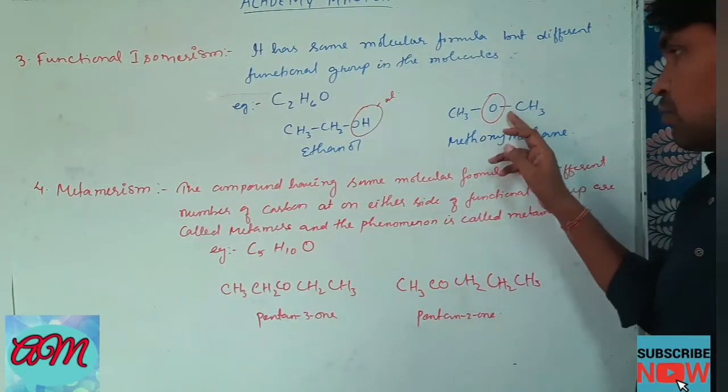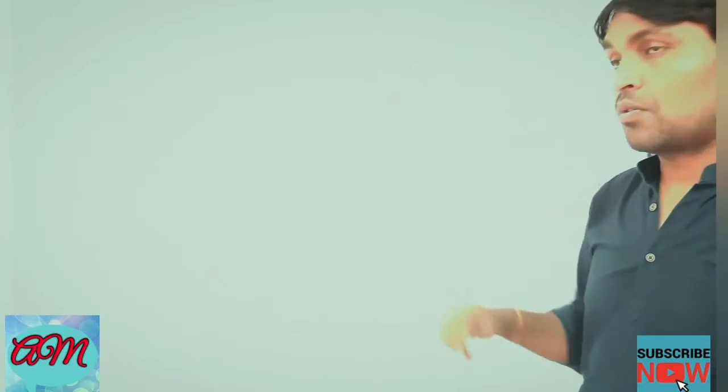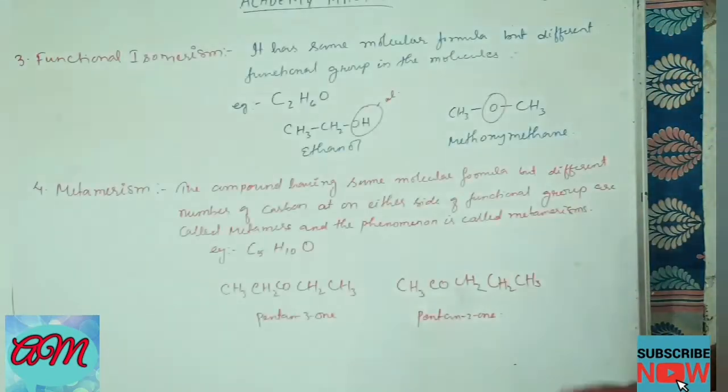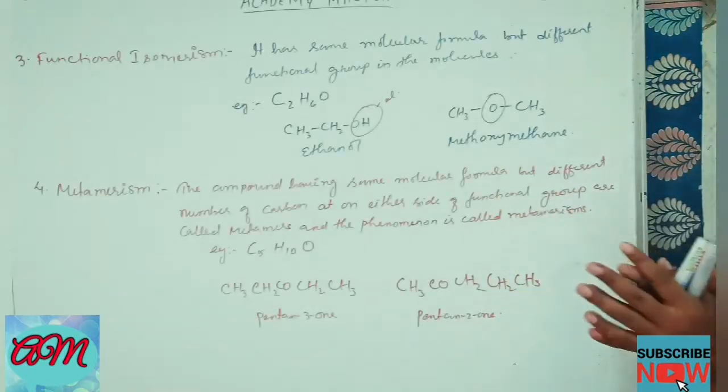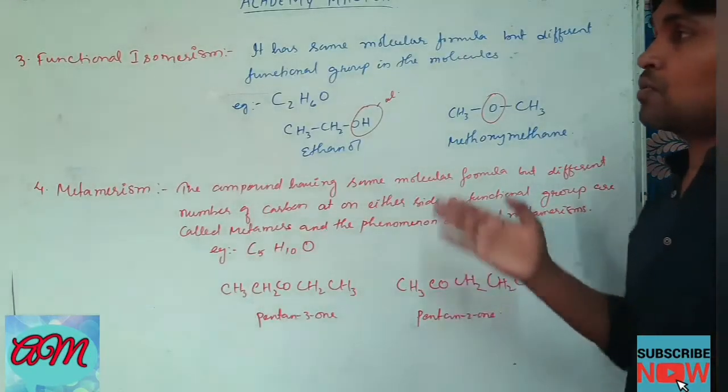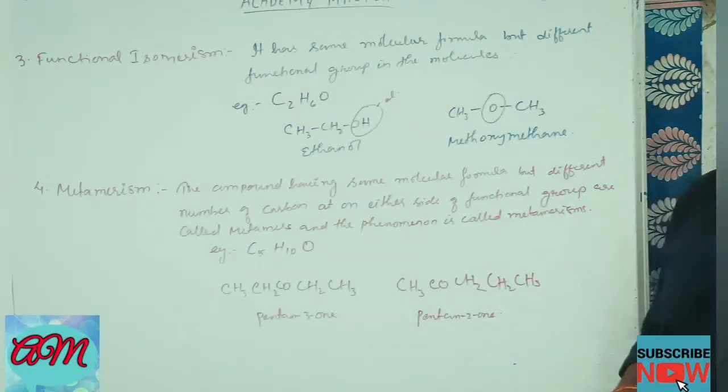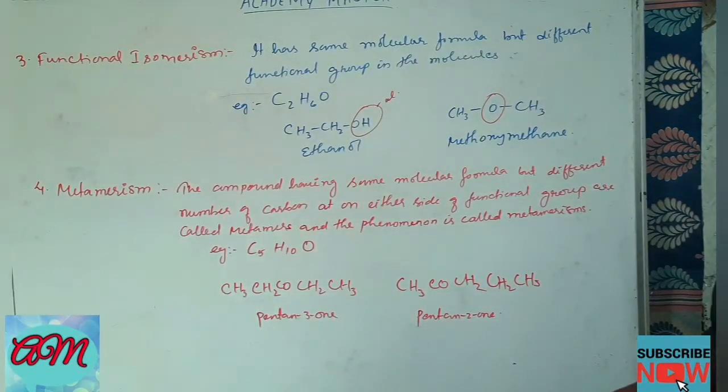So this is the functional group here, and the functional group here it is OH, and here the functional group is O. So they have the same molecular formula, but their functional group is what? Different. So they are called functional isomerism or functional isomers.